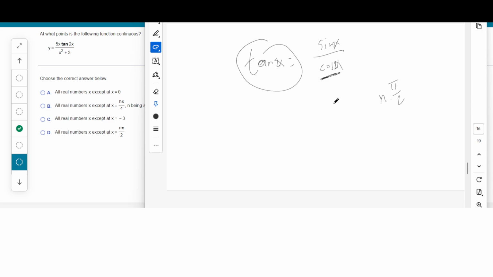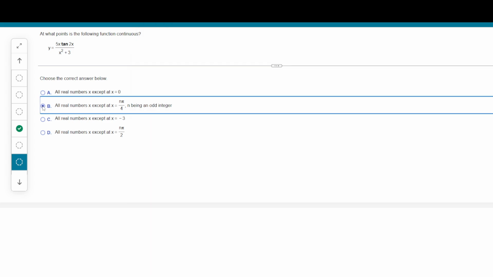But here it's 2x. So 2x cannot be equal to these values, where n is an odd integer. So don't forget about that, okay? When you solve this, x would be n times pi over 4. So this tan 2x is undefined at these values, where n is an odd integer. So what you can say is, this function is continuous everywhere except when x is n times pi over 4, where n is an odd integer.